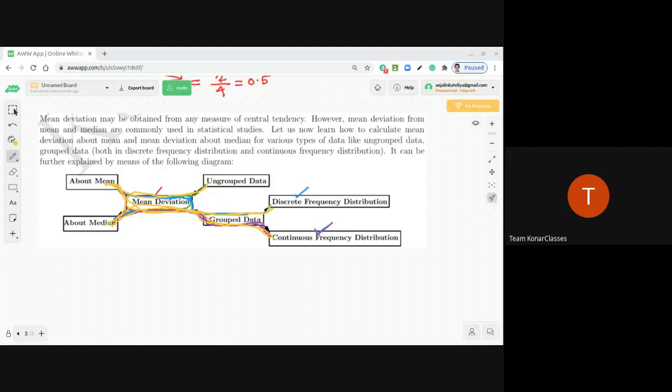Okay. Now, what I want to do is mean deviation for ungrouped data. How do we find the mean deviation of ungrouped data? By informing you of this, we will conclude the class for today, and in the next class we will discuss in more detail how to find it about mean and about median. Let me first bring the entire note in front of you. After that we will discuss.